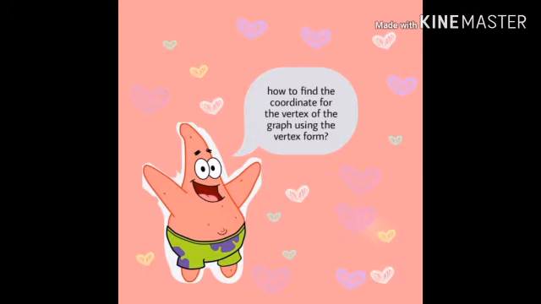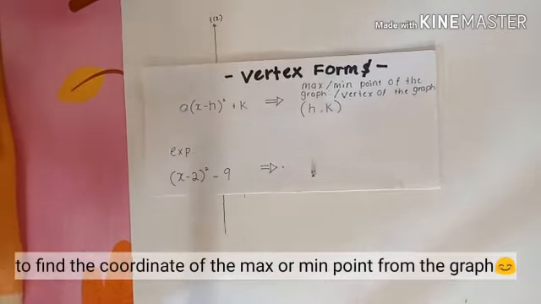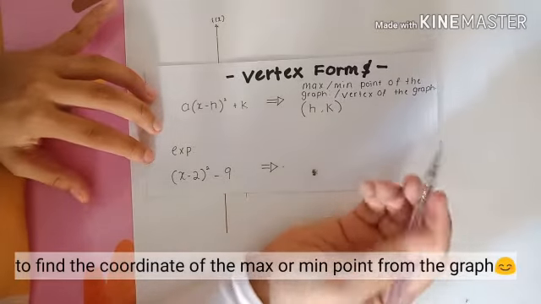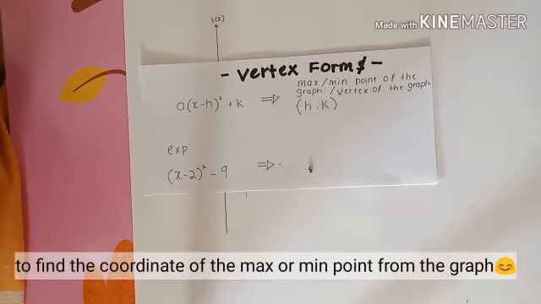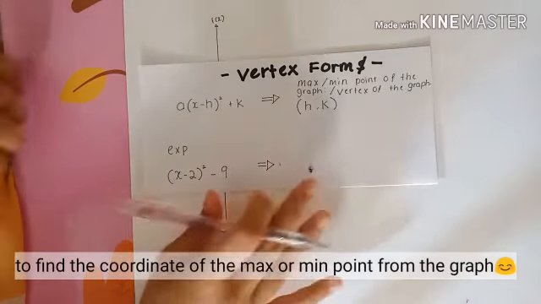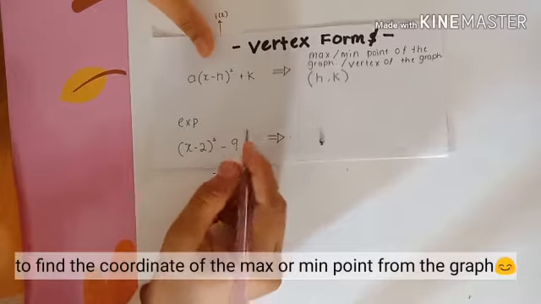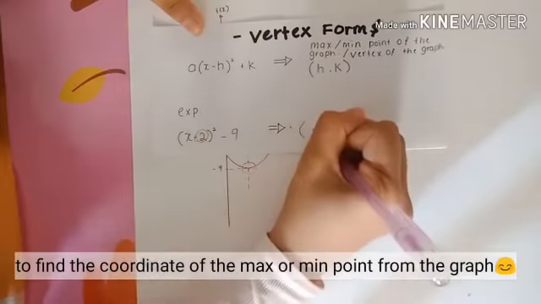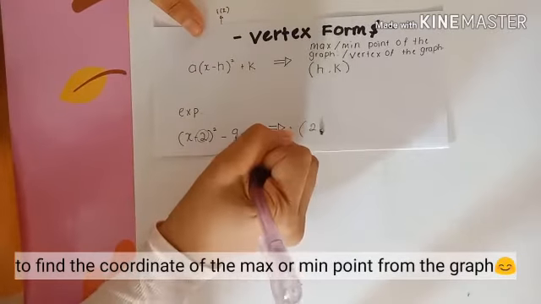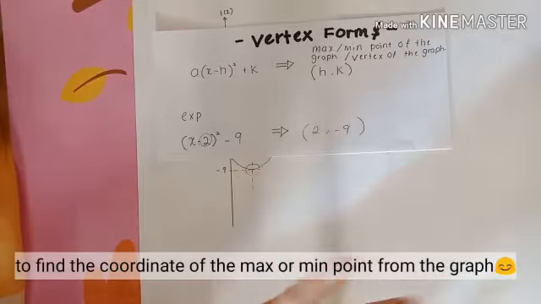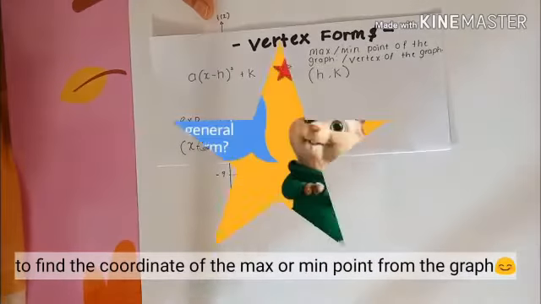How to find the coordinate for the vertex of the graph using the vertex form? For the vertex form, we need to find out the h and k values to find the coordinate of the vertex of the graph. The h value represents the x coordinate, and the k value represents the y coordinate. So let's look at this example equation. Okay, the x coordinate is 2, and the y coordinate is negative 9. So this is the coordinate for the vertex of the graph.